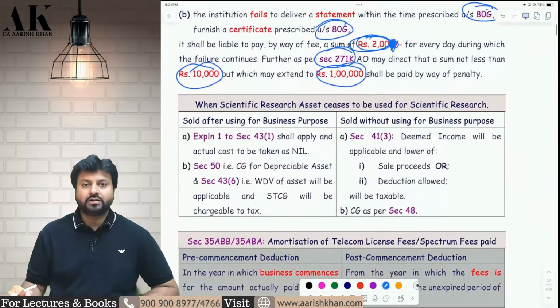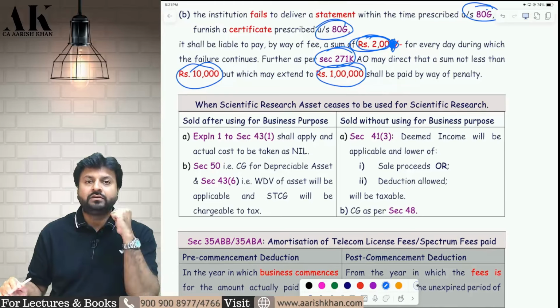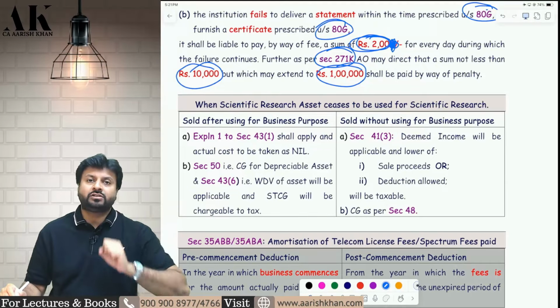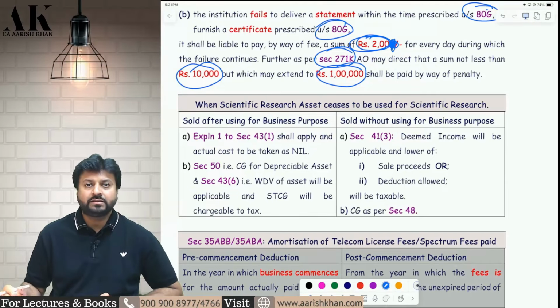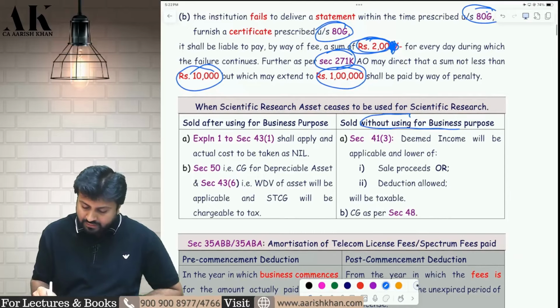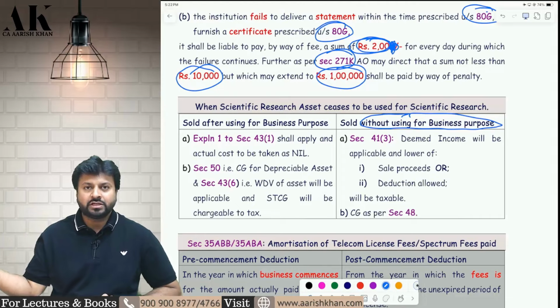Now, coming to the last part of scientific research, suppose I bought an asset for scientific research for 100 rupees. For example, I bought plant and machinery for 100 rupees and then I claim 100% deduction on that under section 35, subsection 1, clause 4. Now, after some years, that machinery is not much useful for me. So what can I do? I have two options. Either I can sell it, or I can transfer it to my business division and use it for my other business purpose.